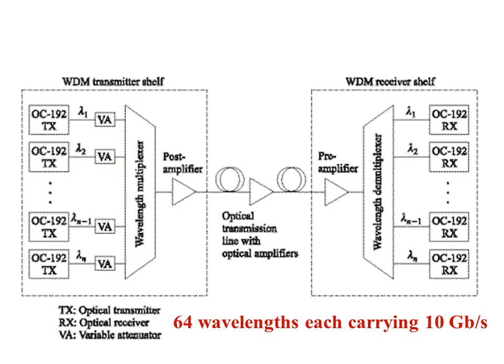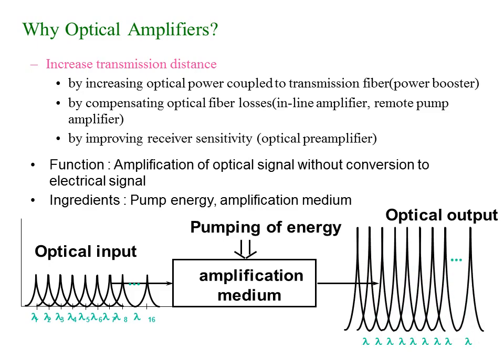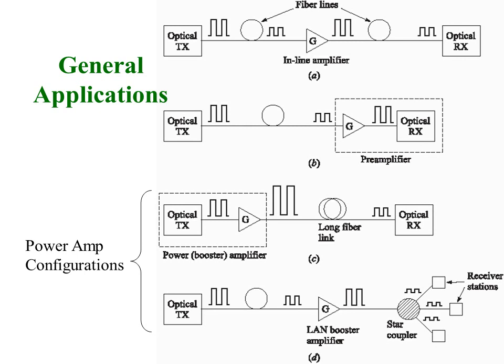There are different types of amplifiers. It can be used as an inline amplifier. These are the general applications of optical amplifiers. It can be used as an inline amplifier just to increase the capacity, or to amplify the signal between the transmitter and receiver sections. The inline amplifier is usually used in single mode fibers, just to boost the signal strength between the transmitter and receiver.